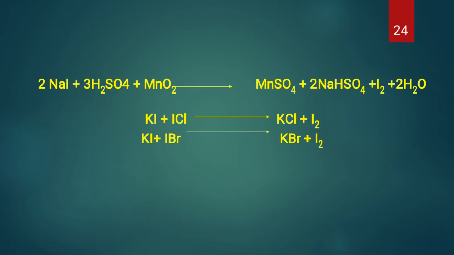This is the reaction that involves the preparation of iodine. Sodium iodide reacts with sulfuric acid in the presence of magnesium oxide to form magnesium sulfate, sodium hydrogen sulfate, iodine, and water. Potassium iodide reacts with iodine chloride to form potassium chloride and iodine, whereas potassium iodide also reacts with iodine bromide to form potassium bromide and iodine.